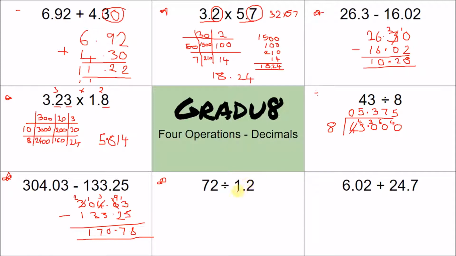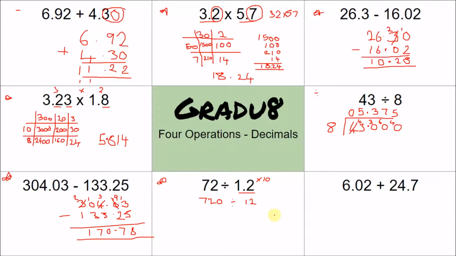What we're going to do this time, because we're dividing by a decimal, decimals are obviously slightly more difficult to deal with. So what I'm going to do is I'm going to get rid of this decimal. And to get rid of this decimal, I'm going to times this number by 10. Because if I times it by 10, that becomes a 12. Now, because I've times that side by 10, I'm going to do the same over here as well. So this becomes 720. So now I'm going to do 720 divided by 12.